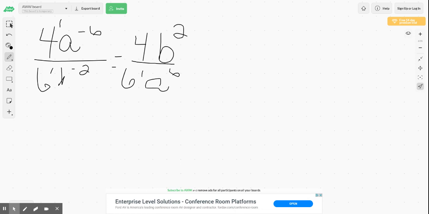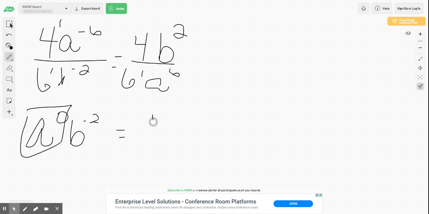Right? Let's do another one. Let's say I have a base of a raised to the 0, b raised to the negative 2. My rule states that anything raised to the 0 is going to give me a value of 1. That b cannot have a negative exponent, so I'm going to make my fraction bar, and instead of a negative 2, it's going to become a positive.